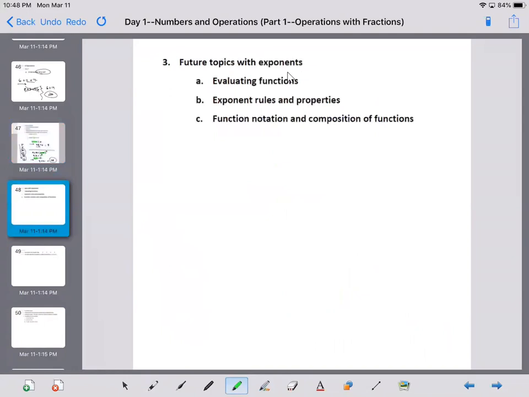Other topics with exponents, just evaluating functions. We'll have to deal with exponents in order of operation. We'll look at exponent rules and the properties soon, function notation, composition of functions. So all of those where your exponents are going to be involved and your order of operations will come back into play.